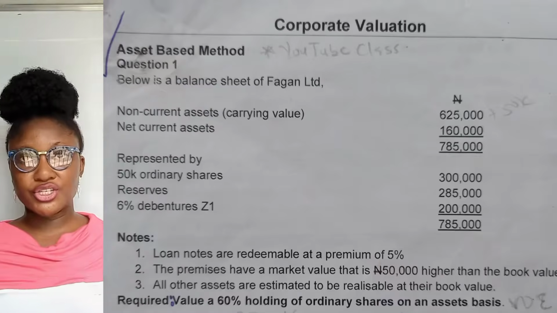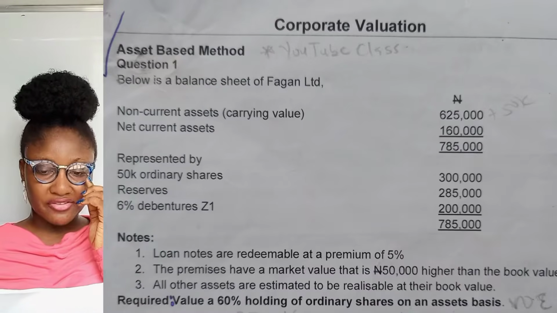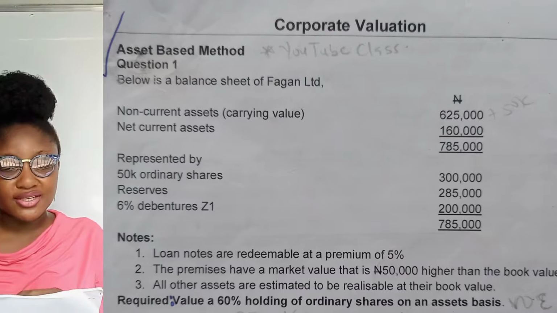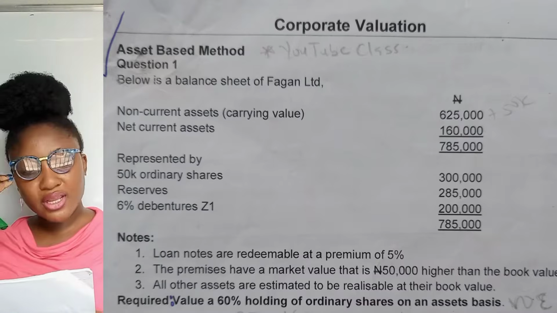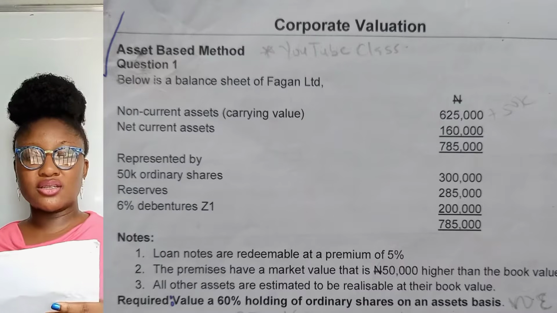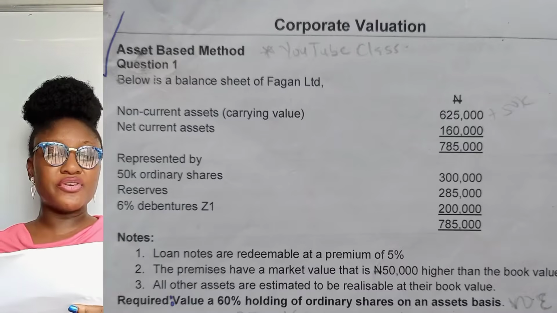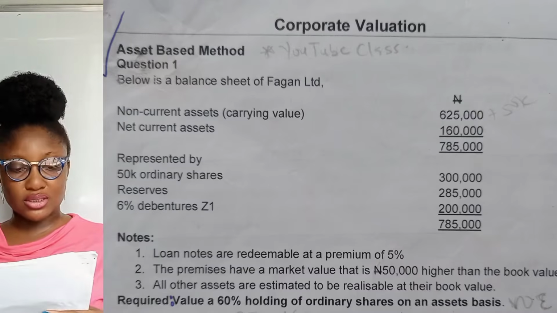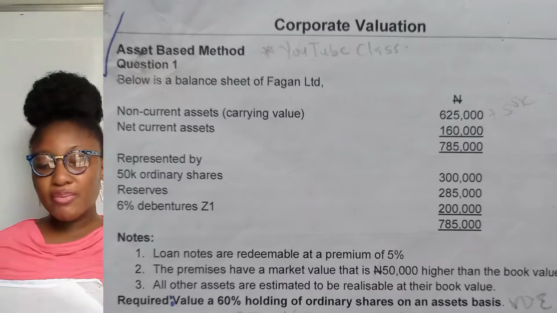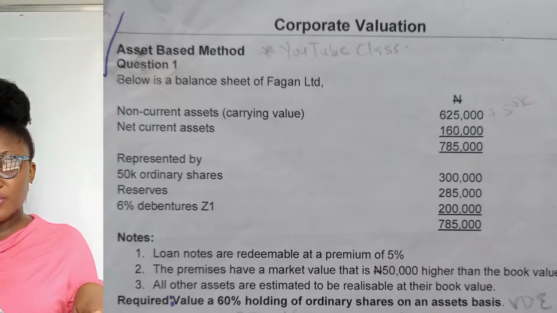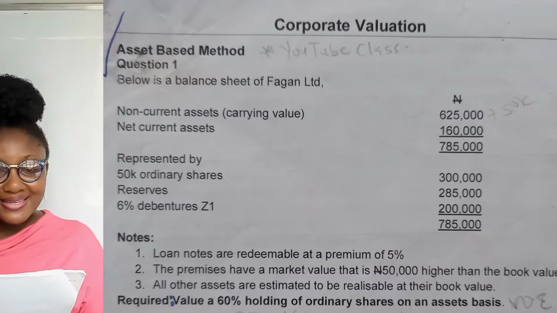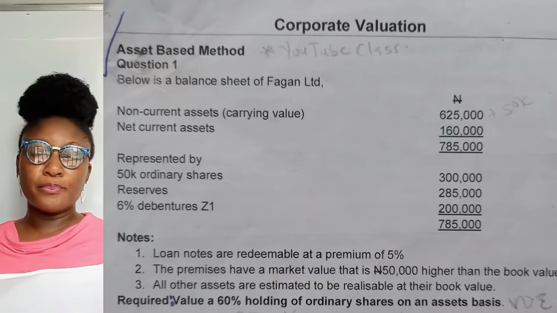So I'm reading this question that you have on the screen. It says below is the balance sheet of Fagan Limited. Non-current assets carrying value 625,000, net current assets 160,000, and it shows you the total of the assets as 785,000, represented by 50,000 ordinary shares of 3,000 naira and reserves 285,000. Then it gave you a 6% debenture of 200,000, and that's the total of your capital and liabilities, right? Then they gave you notes. Number 1, loan notes are redeemable at a premium of 5%. Number 2, the premises have a market value that is 50,000 higher than the book value. And number 3, all other assets are estimated to be realizable at their book value.